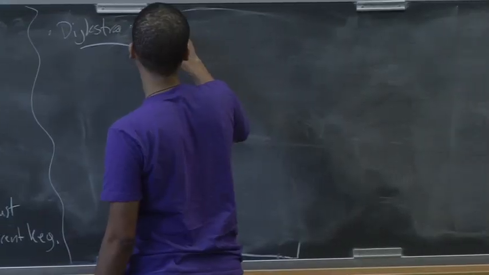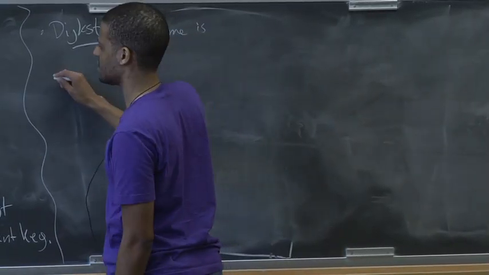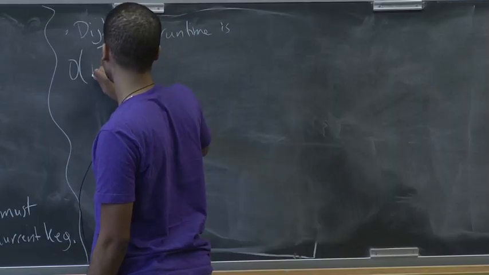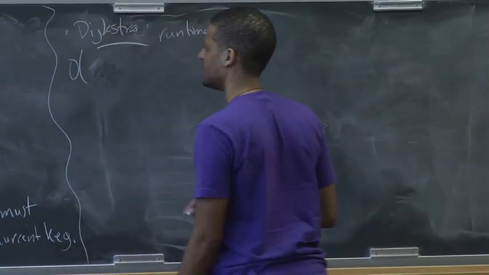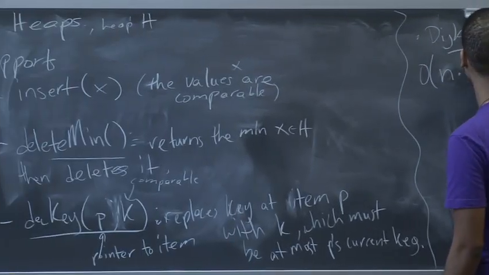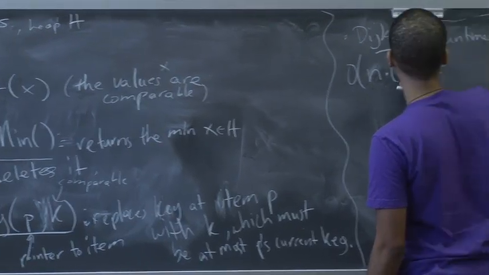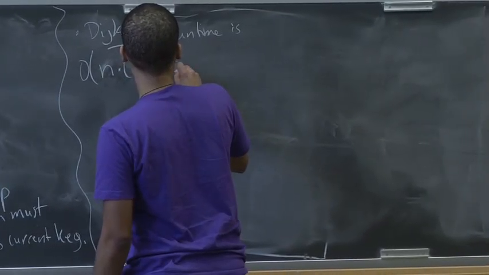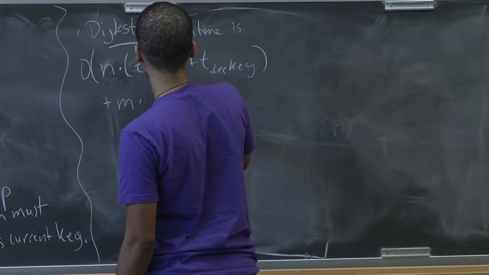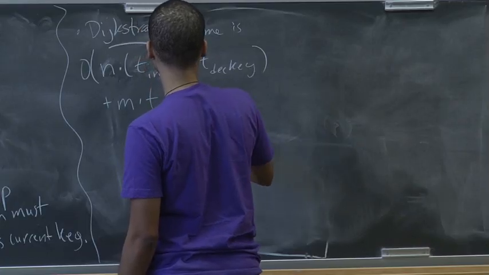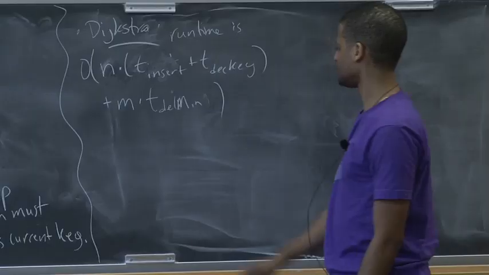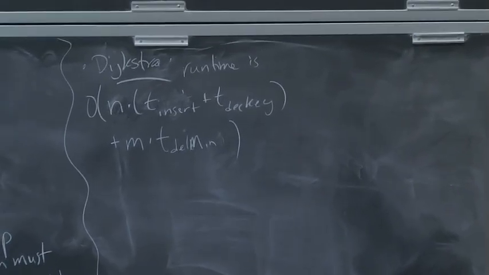The runtime, I mentioned this last time, is O of n times the time to insert, plus the time to decrease key, plus m times the time to do a delete min, where n is the number of vertices and m is the number of edges.